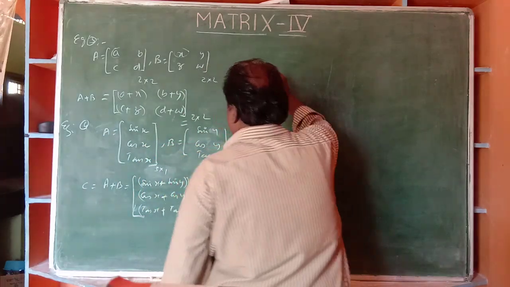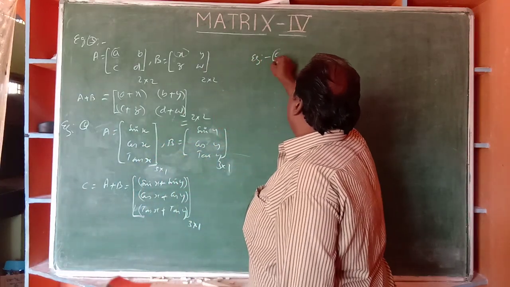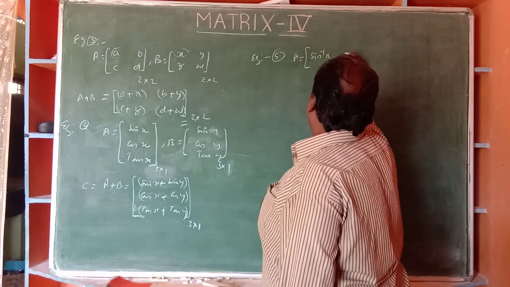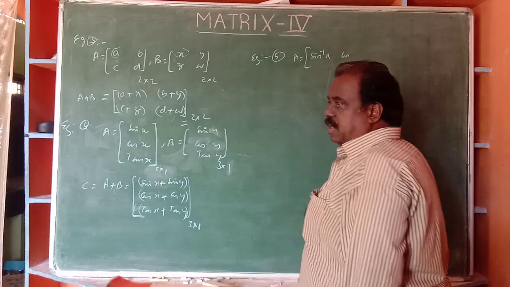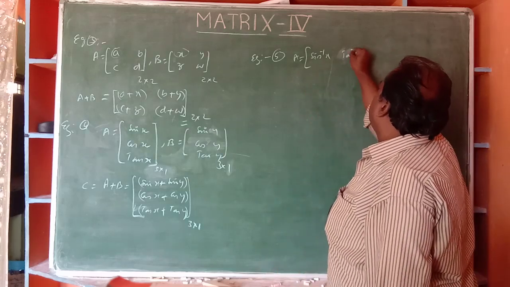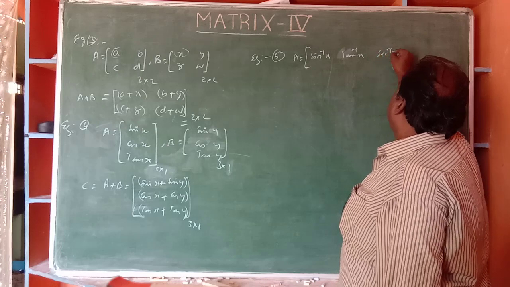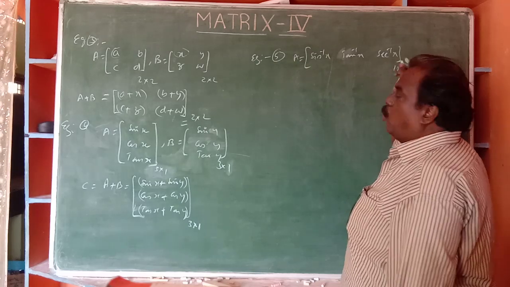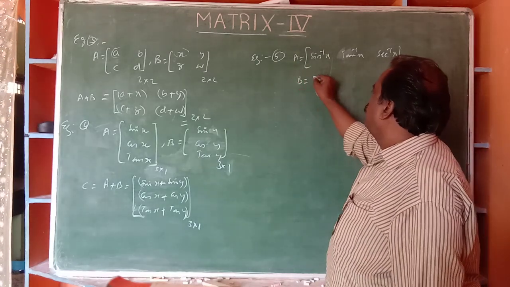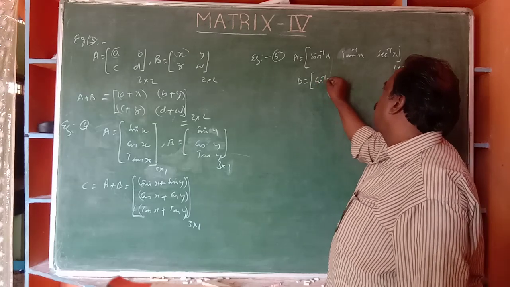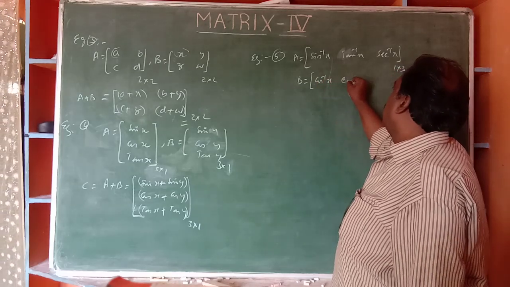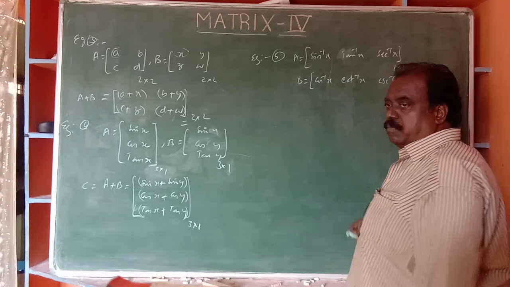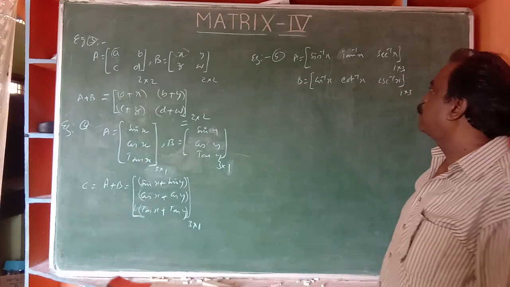For example, one more example, the fifth one. Capital A is equal to sin inverse x, tan inverse x, secant inverse x. It is a 1 by 3 matrix. Whereas B is cos inverse x, cot inverse x, cosecant inverse x. It is also a 1 by 3 order matrix.